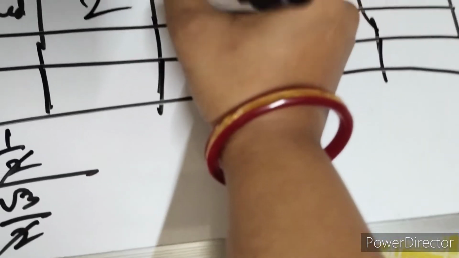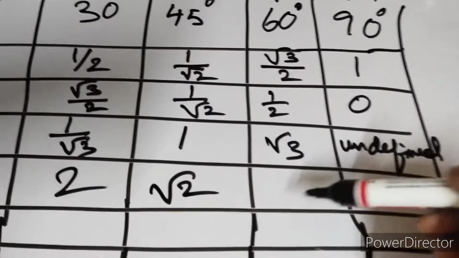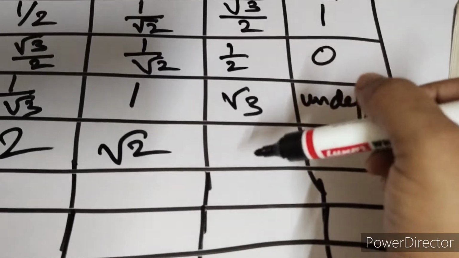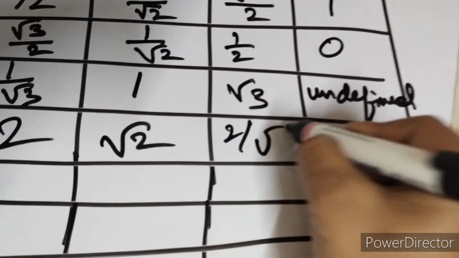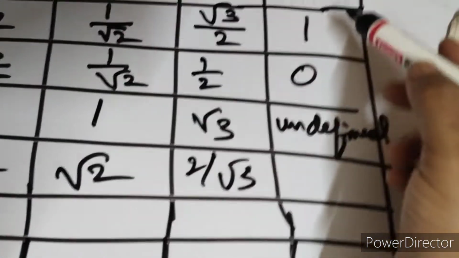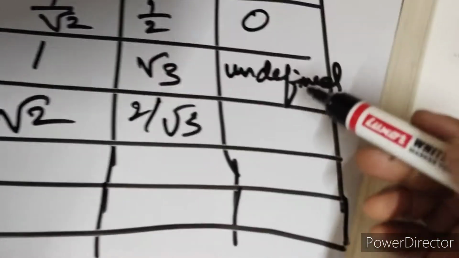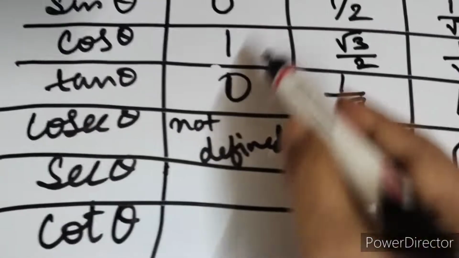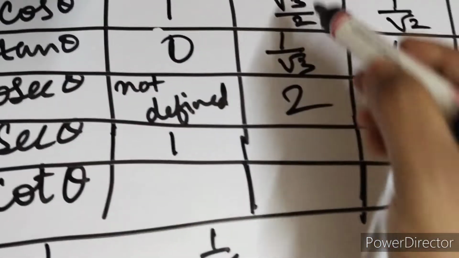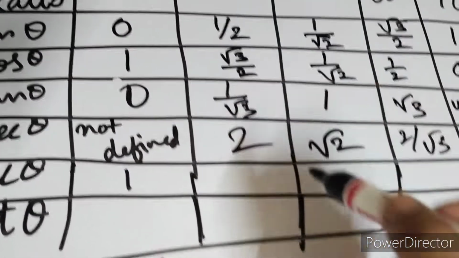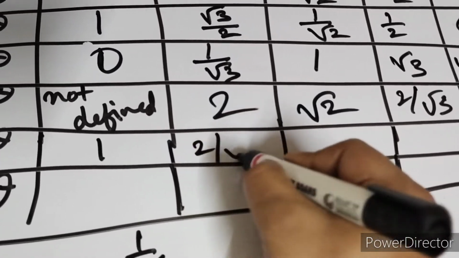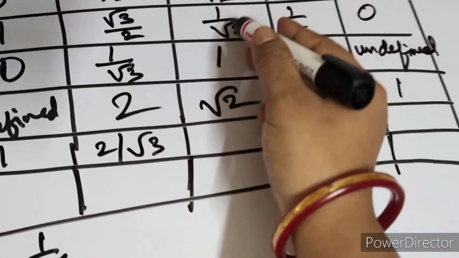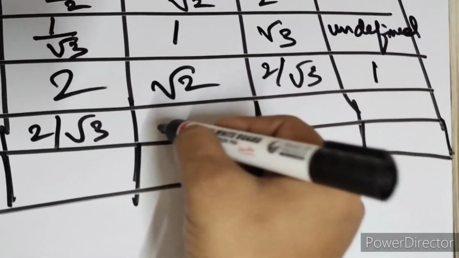Then 1 by 1 by root 2 means only root 2. Just take the reciprocal of the values of sin theta and you will get the values of cosec theta. This one has 2 by root 3, and again, 1 by 1 means 1. Similarly, the values of sec theta: 1 by 1 means 1, 1 by root 3 by 2 means 2 by root 3. Then 1 by 1 by root 2 will be root 2 only.